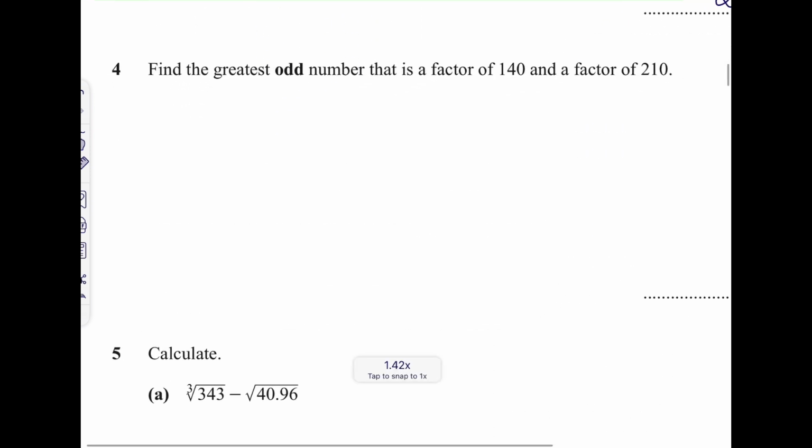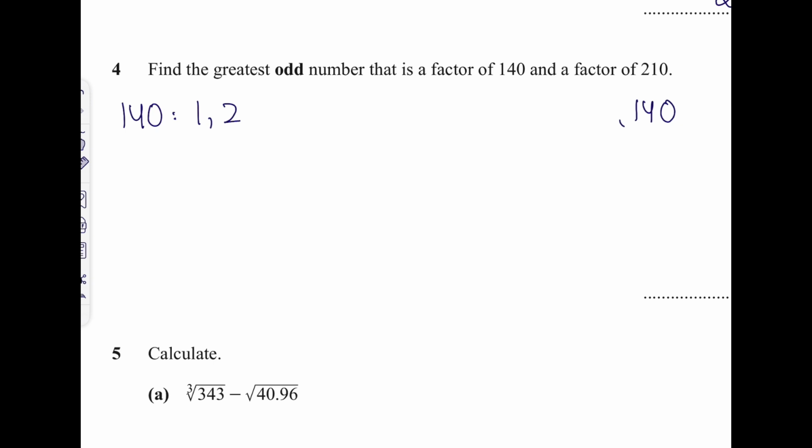Next question says, find the greatest odd number that is a factor of 140 and a factor of 210. So what are the factors of 140? Easy to find. Basically 1 into 140. This is the method that I use. 2 into 70. Now 140 divided by 3 would be something. Okay, it's not divisible by 3. Not 4 as well. Okay, 4 into 35, yeah. It would definitely be divisible by 5. So 5 into 28.